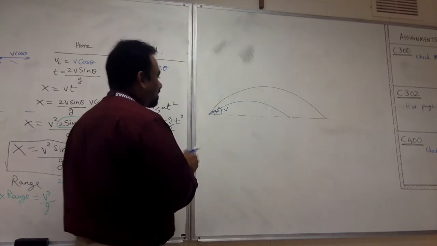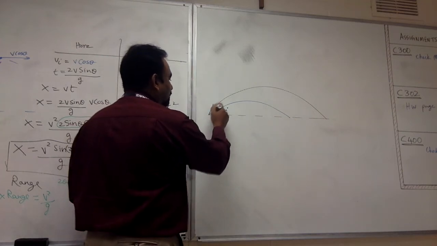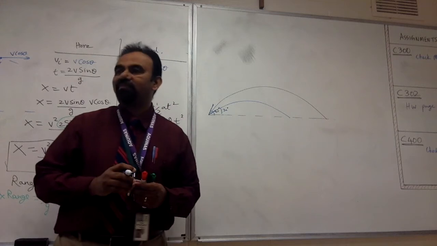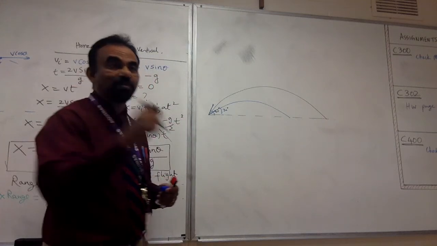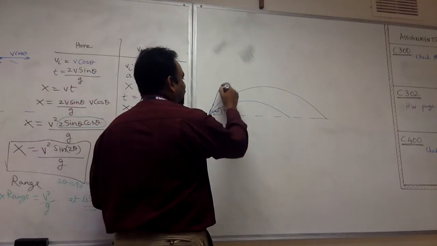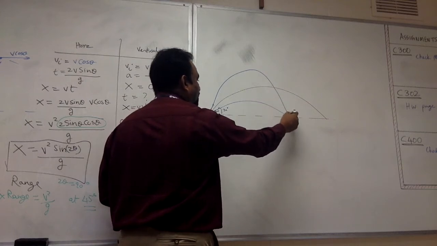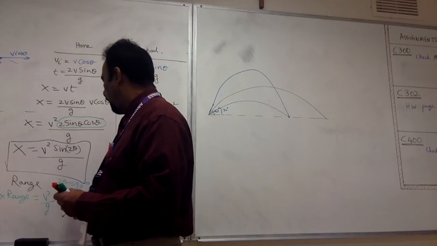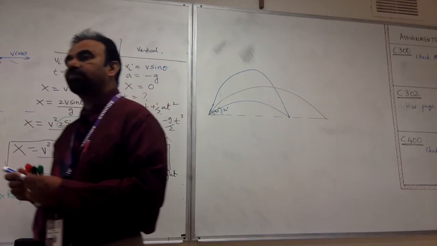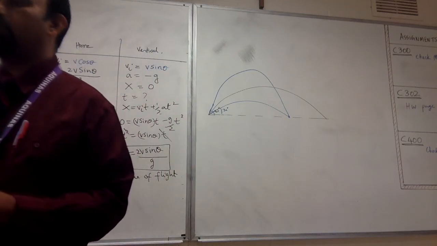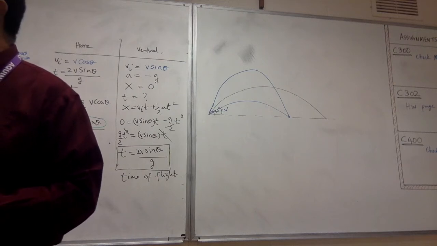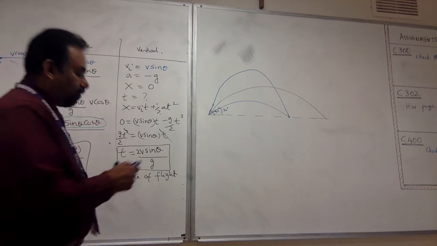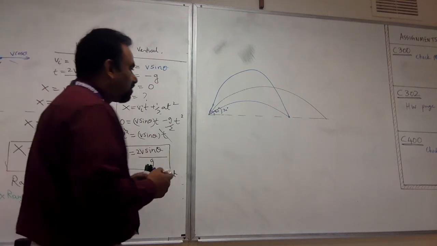Now what if you throw it at a 60 degree angle? It will land at the same spot. Why? Take 60 and multiply by 2. If angle theta is 60, what is 2 theta? 120. What is sine 120? 0.866. What if you throw at a 10-degree angle?